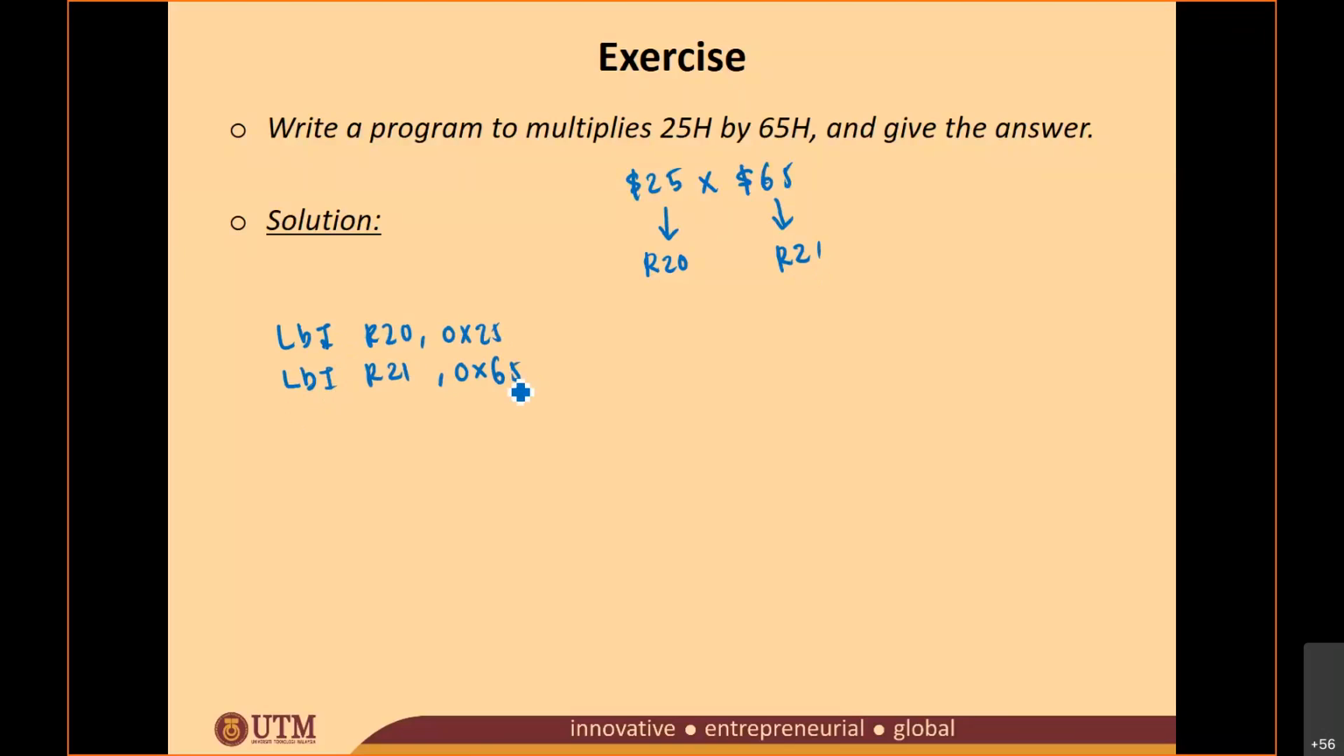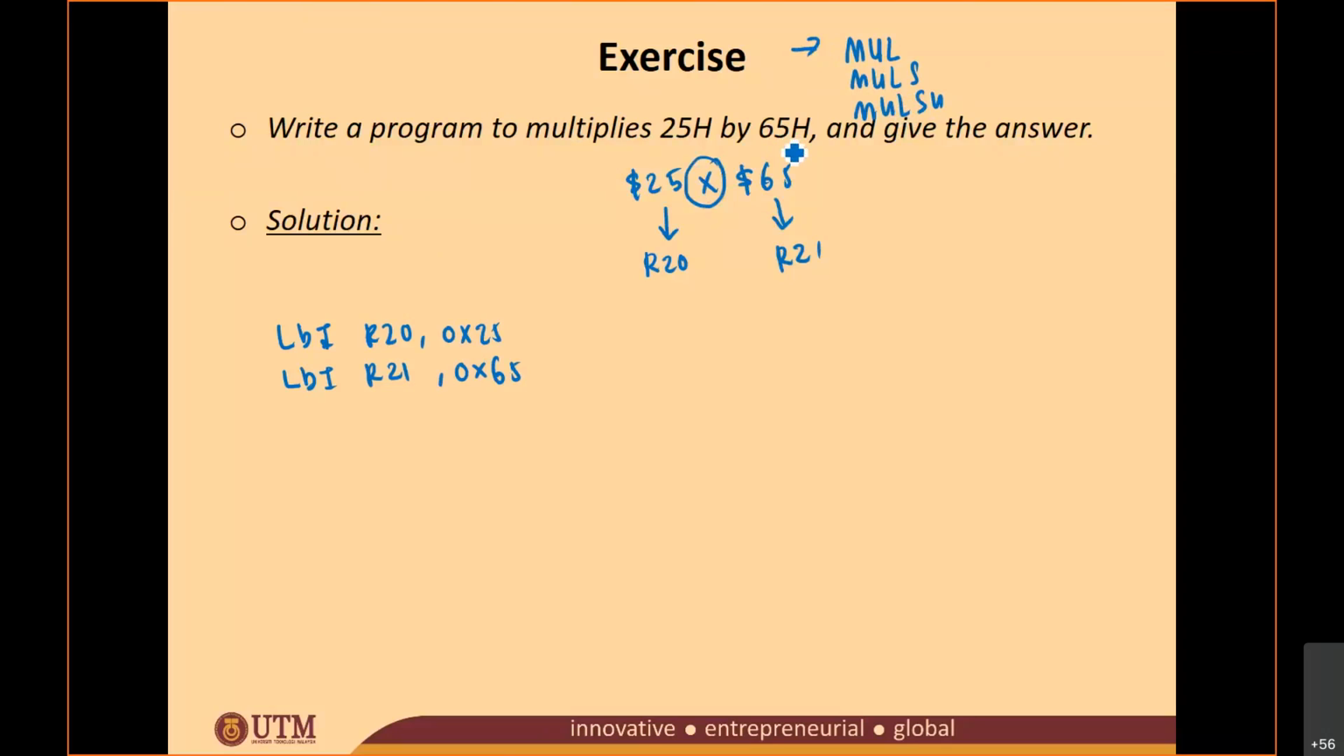65. Okay, next, what instruction am I going to use in order to multiply here? For the multiply, you have 3 instructions, which are MUL, MULS, and MULSU. Okay, which one am I going to use? Which one to use? Okay, we are going to use the MUL.